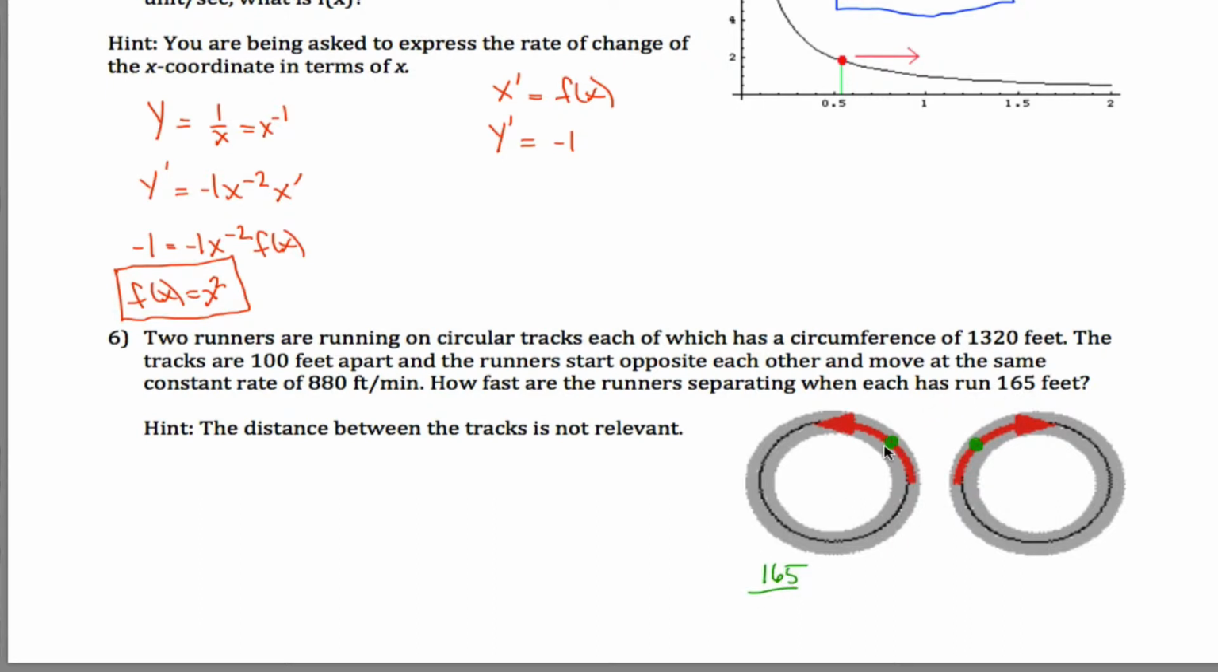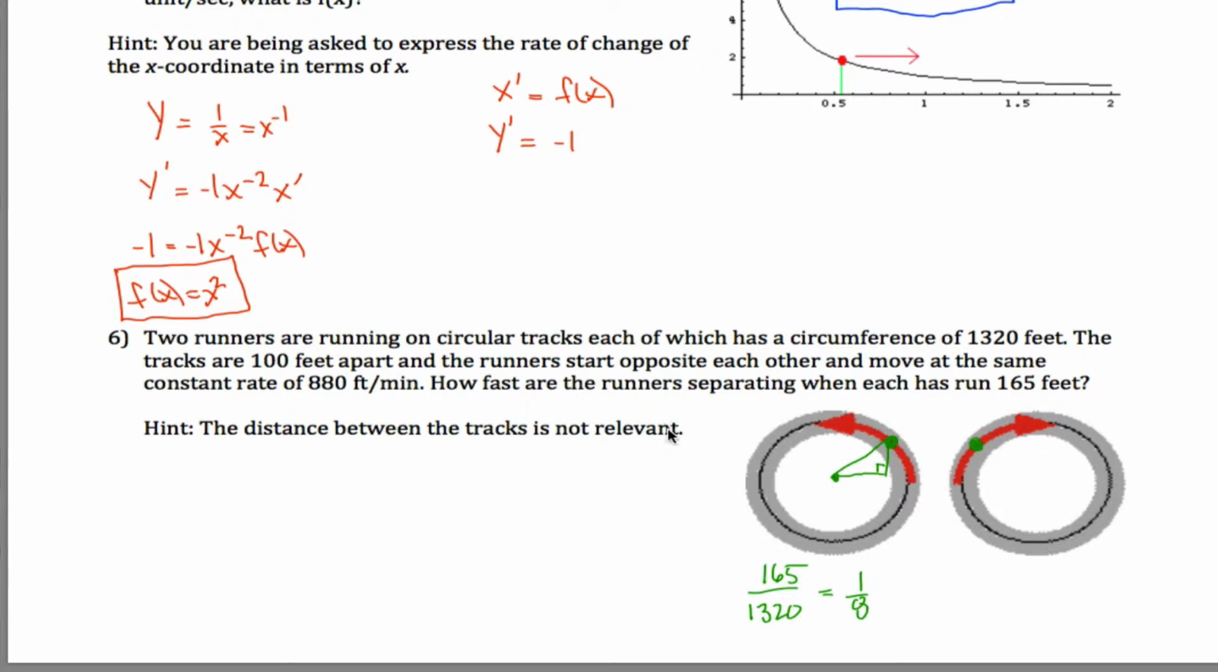165 divided by the total of 1320 ends up being 1/8. So if they've run 165 feet, they've made it an eighth of the way around the circle. And so what I'm going to do is draw this little triangle right here. Draw a right triangle. And if they've gone an eighth of the way around the circle, then this is 45 degrees. That'll be important later on.